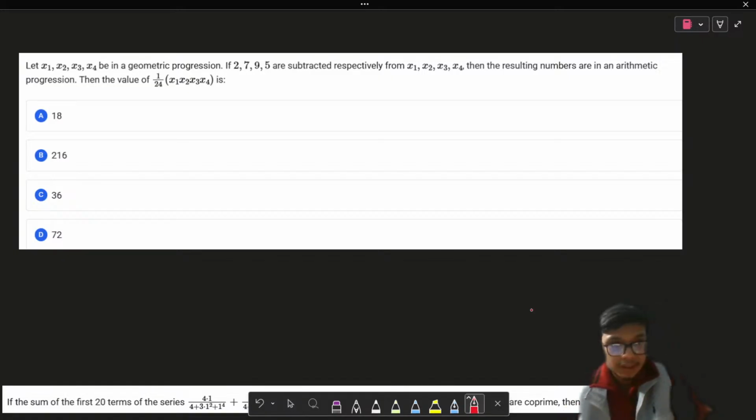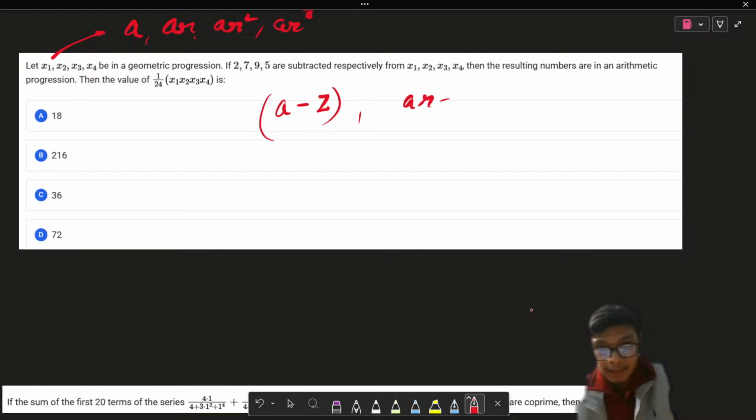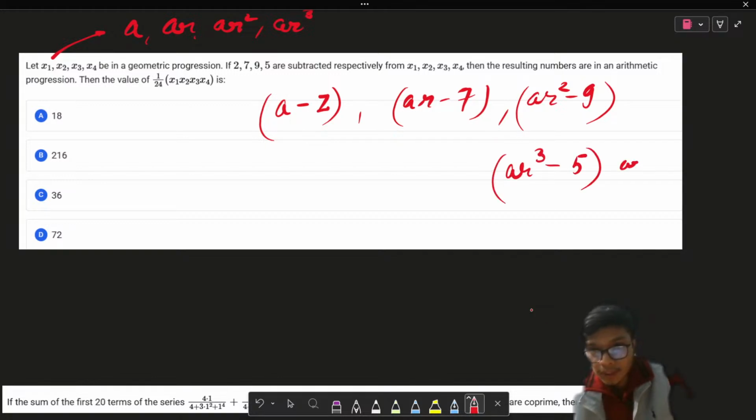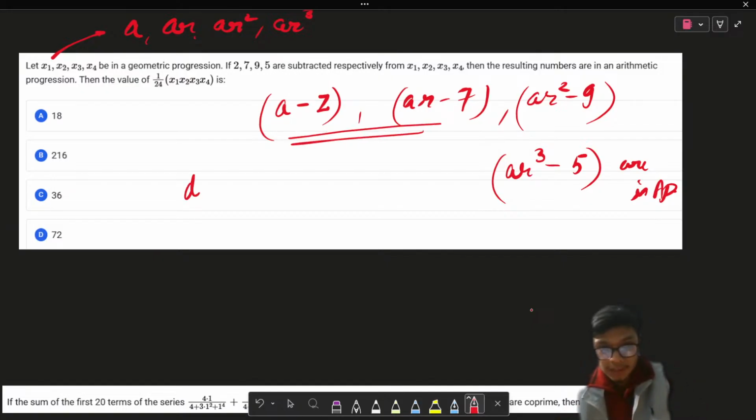If I consider this geometric progression as A, AR, AR square and AR cube, then if I subtract, from A it is A minus 2, AR minus 7, AR square minus 9 and AR cube minus 5. These 4 terms are in AP, right? That means the difference of these numbers is going to be constant. So from here I can easily do that.